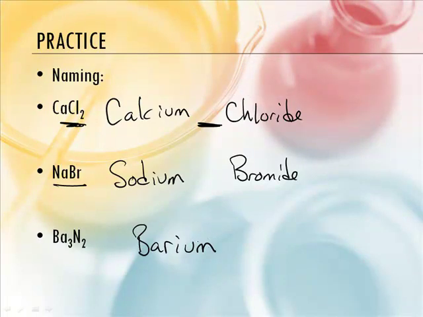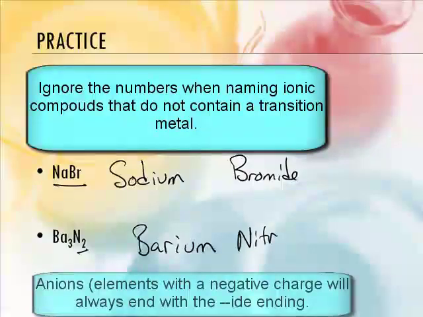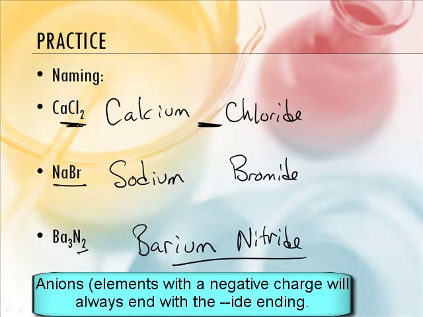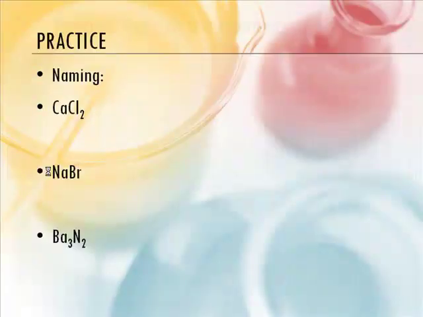Yeah, okay. Barium. And the last name would be N. Now, we got threes and twos. What do we get to do with those? We ignore them. His last name would be nitrogen, right? No, nitride. That's right. Barium nitride. And now barium, just to review, is over here. Not a transition metal. Now, what do we do when we have a transition metal?